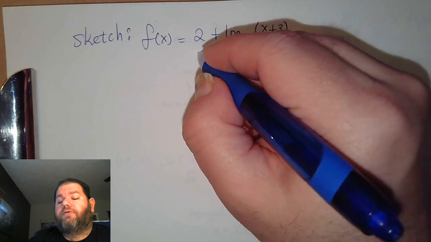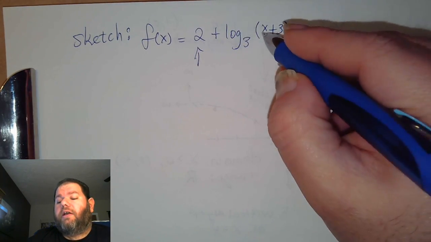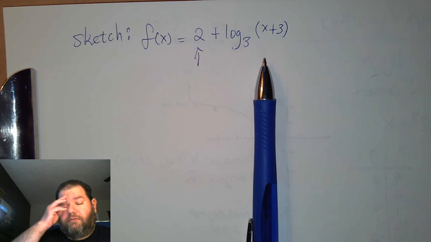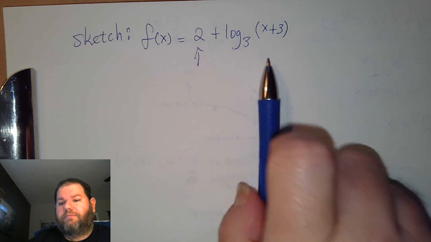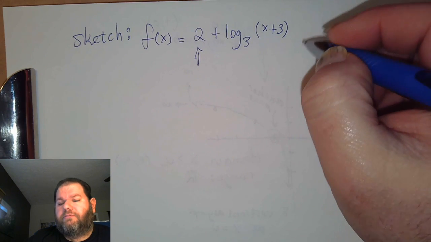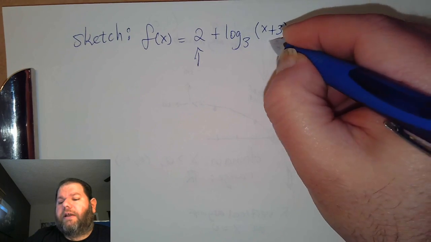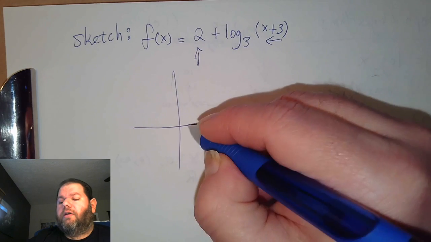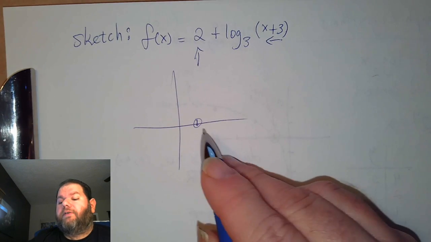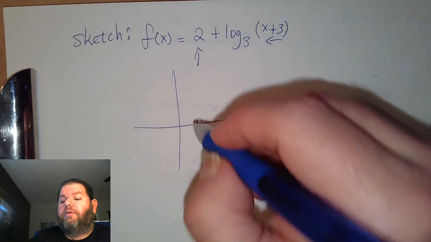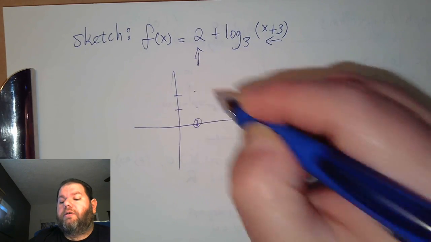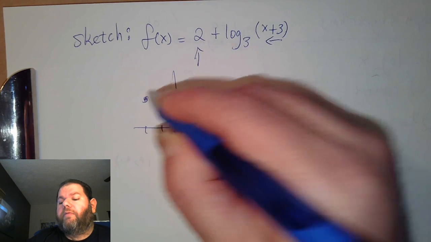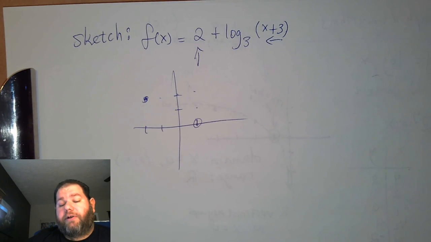But this is a vertical shift up 2, x plus 3. Which direction would that go? It'll go to the left. So again, our anchor point starts off at 1, 0. We go 2 up and 3 to the left. And that's our new location for our anchor point.